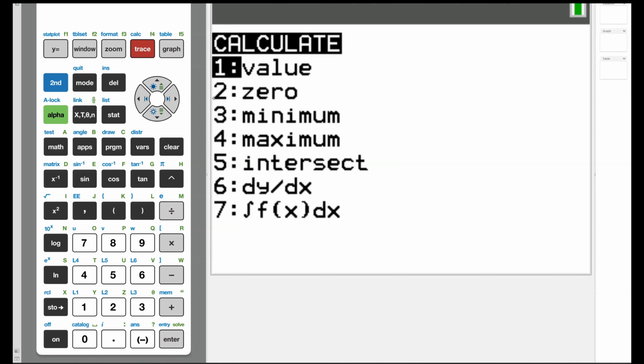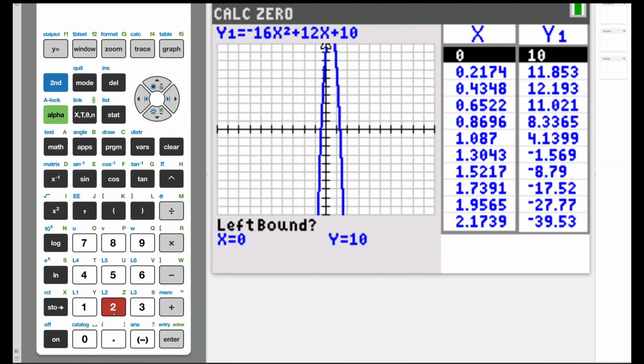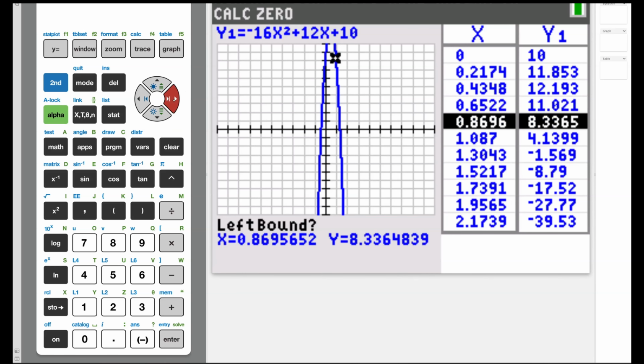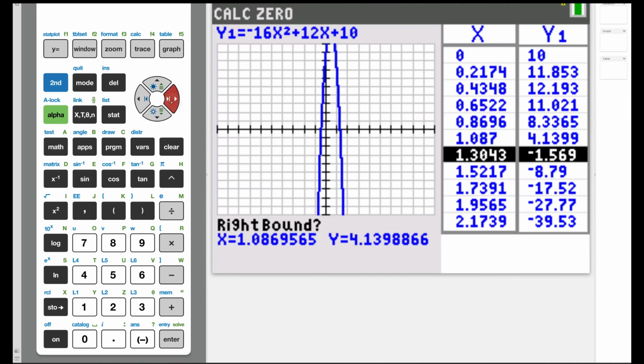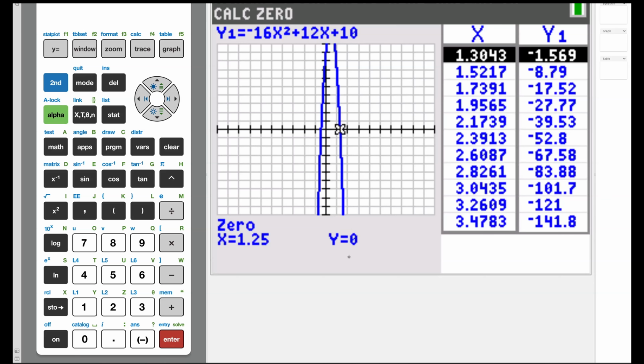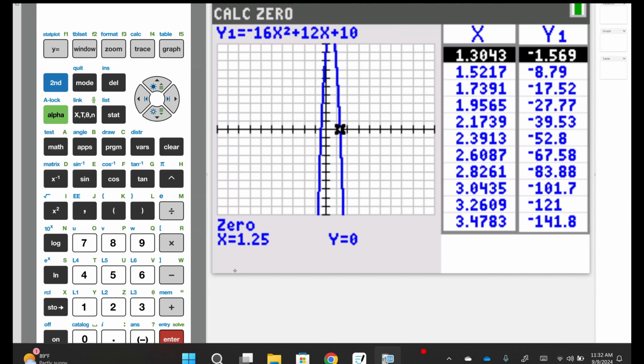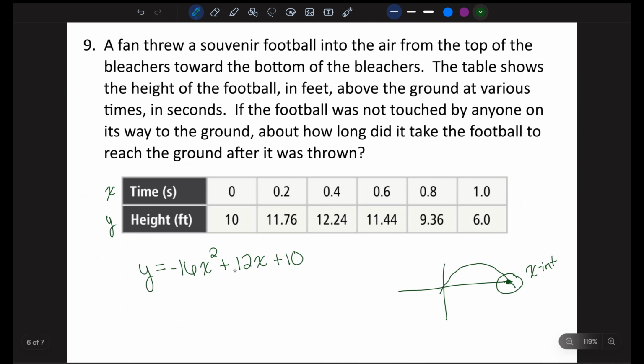All right, so we're going to click on 2, and then it's going to give me some things. Well, I want to get a little closer, so I'm going to arrow to the right until I see that little guy. So when he's to the left of my x-intercept, I'm going to press enter, and then it says, are you right bound? So I'm going to keep arrowing him over until he's on the right side of my x-intercept, which he is now. So I'm going to press enter and then press enter again. And it tells me that when y is 0, x is 1.25. So it took the ball 1.25 seconds to hit the ground. So 1.25 seconds.